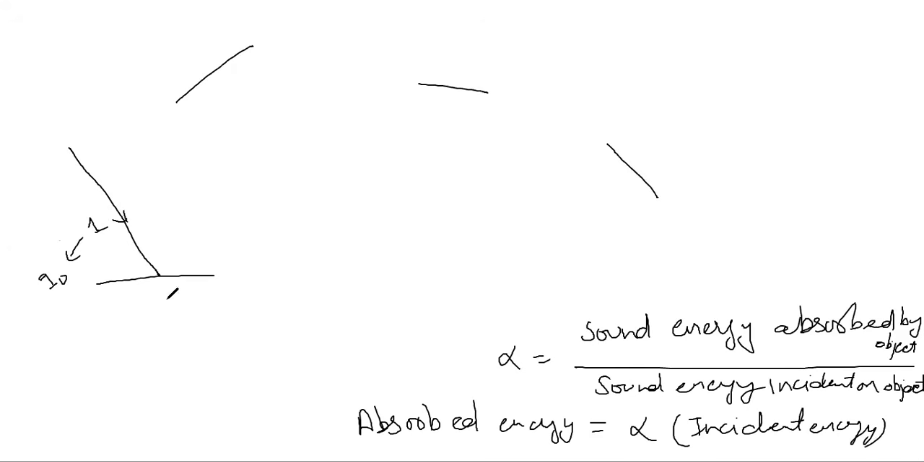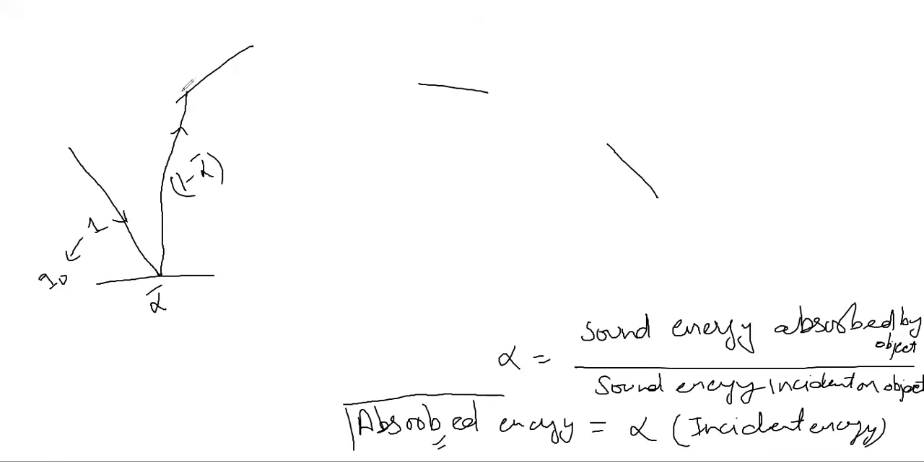Let's say that alpha bar is the average absorption coefficient of the room, which basically means that every object in the room has absorption coefficient alpha bar. So by definition, the energy that will be absorbed by the first surface is alpha times incident energy. Incident energy we said is 1. So your absorbed energy will be alpha bar in this case. Incident minus absorbed will be your reflected energy. So we'll have 1 minus alpha bar as your reflected energy here.